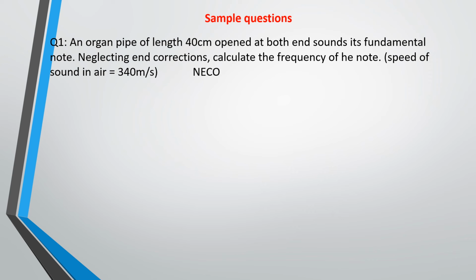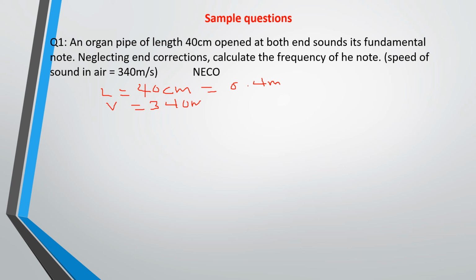Alright, so this is a sample question. An organ pipe of length 40 centimeters, open at both ends, sounds its fundamental note. Neglecting end corrections, calculate the frequency of the note. Speed of sound in air is 340 meters per second. So here you are given the length to be equal to 40 centimeters, which is equal to 0.4 meters.